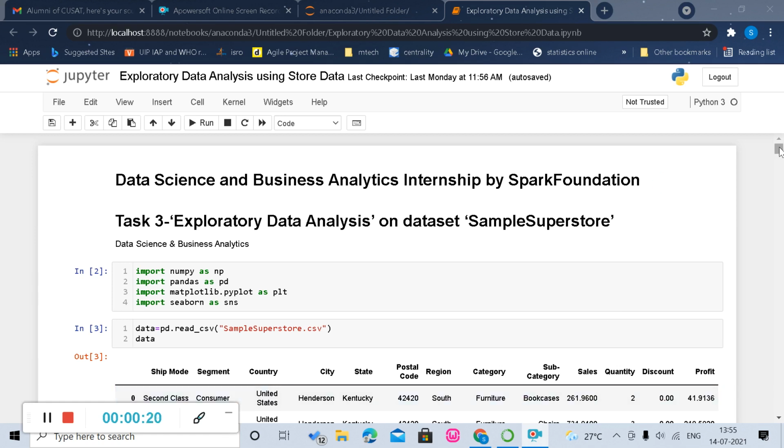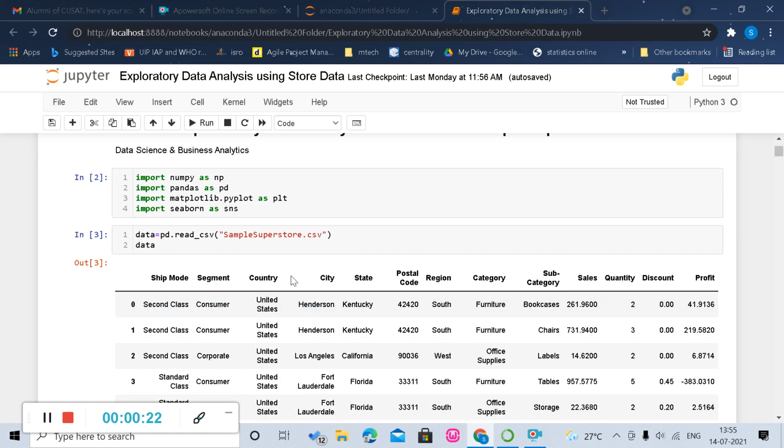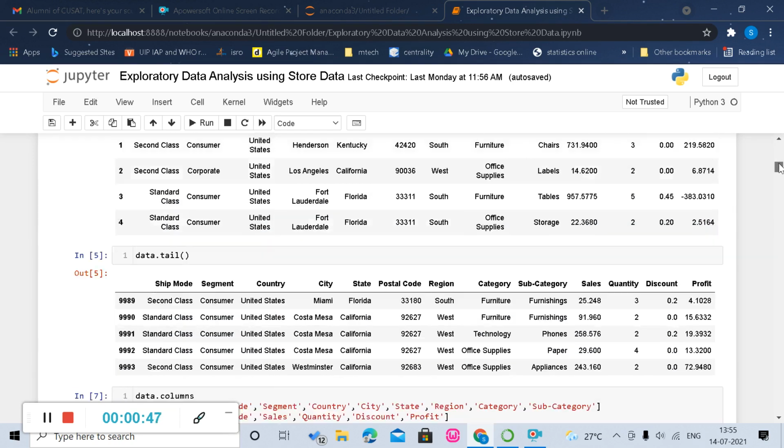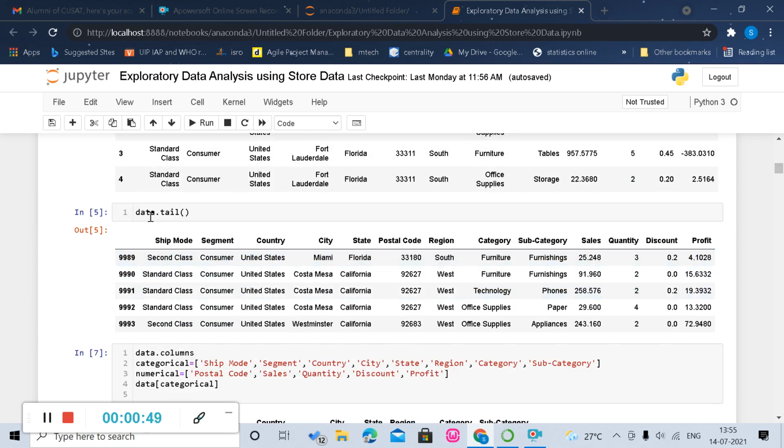In the next step, I'm reading the data file provided, that is the sample superstore.csv file, using pd.read_csv. So you can see the data which is read just now. Coming to the next step, I've displayed the first few rows of data using data.head, and you can see the number of rows and columns in the given dataset. Then I have displayed the last few rows of the dataset using data.tail.